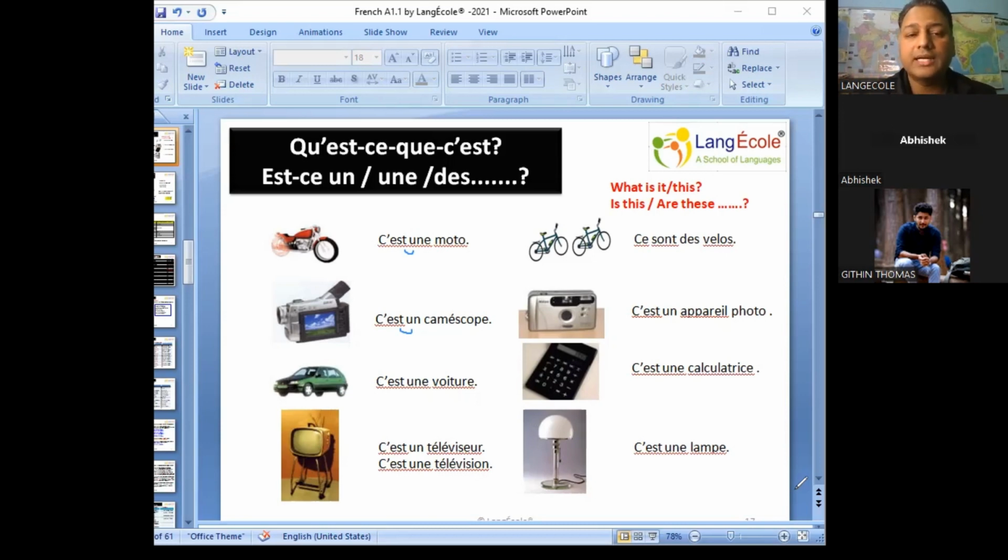And you put which articles here? Un, une, des. And which type of articles are these? Indefinite articles. Excellent. Bravo. So, do you have any doubt in this? How you have used it?